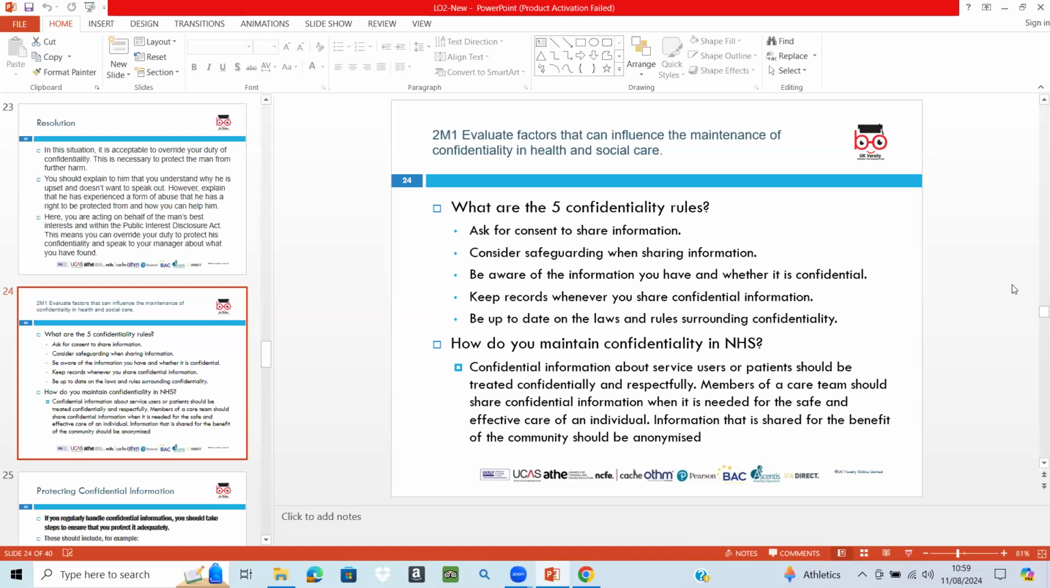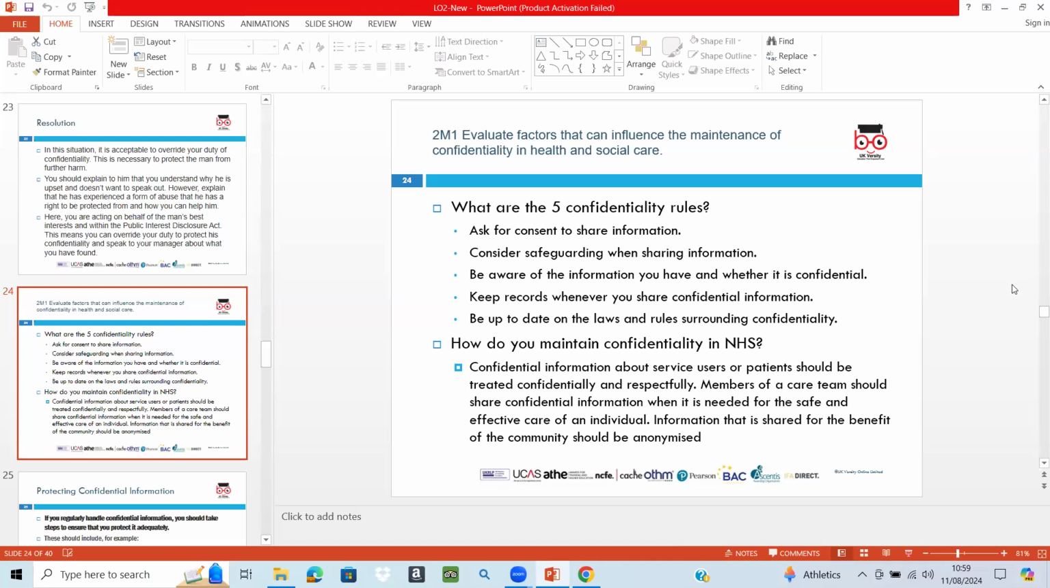Then we have keep records when sharing confidential information. Documenting when and why confidential information is shared is essential for accountability. For example, if information is shared with another healthcare provider, this should be noted in the service user record, including the justification for sharing the information.